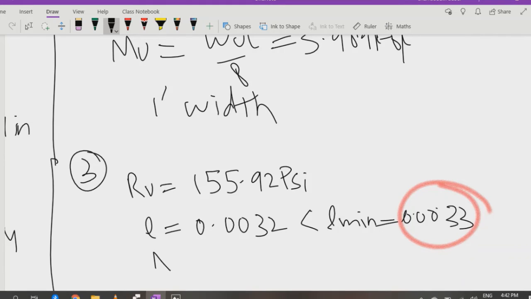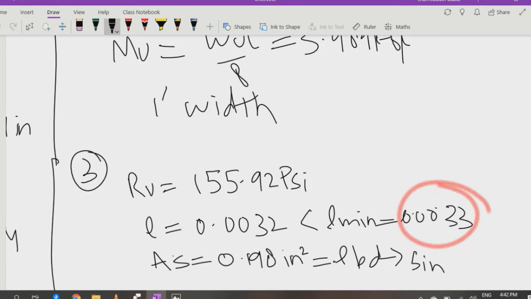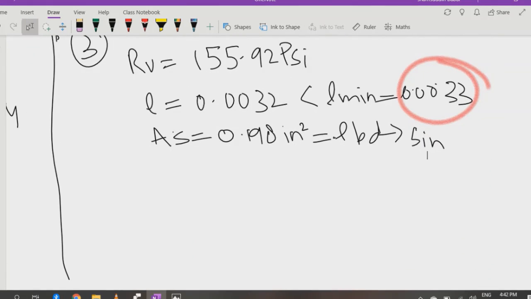And I got my area of steel equal to 0.198 inch square. I got this through As equal to rho b d. I took d equal to 5 inches because this is our effective depth, and we have to find the area of steel using our effective depth.